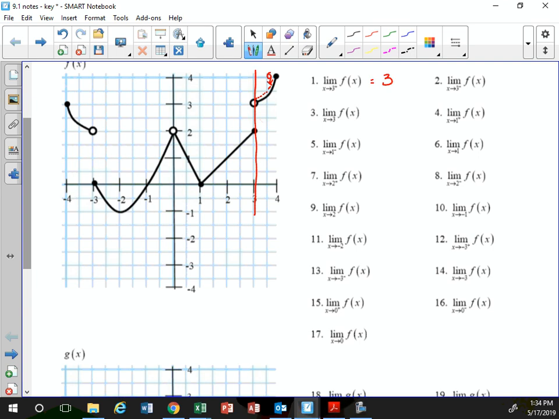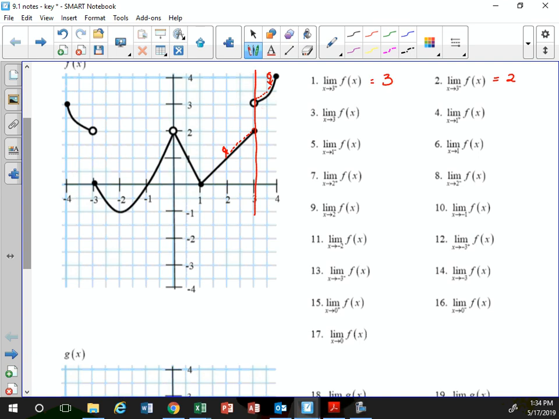Limit of f of x as x approaches 3 from the left. So I'm still looking at that same wall, but now do you see I'm coming from the other side? So I walk on the graph. He is walking towards 2, yes. The answer is the y value you're getting close to. Okay, so y values for answers. Are we okay with 1 and 2?